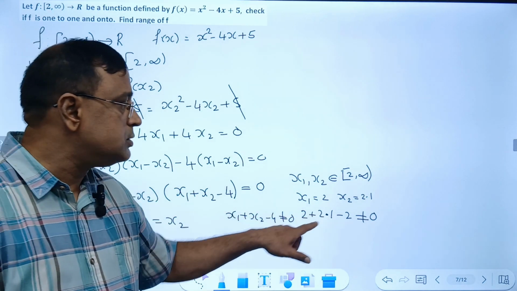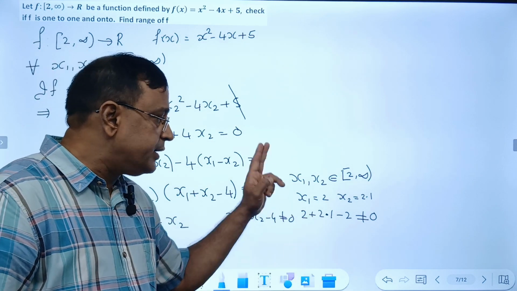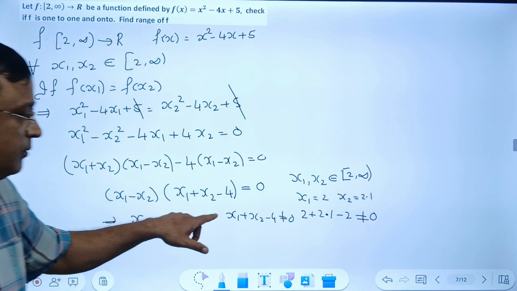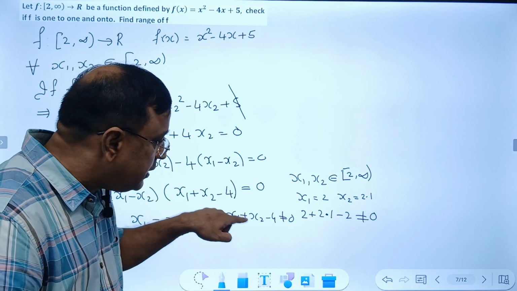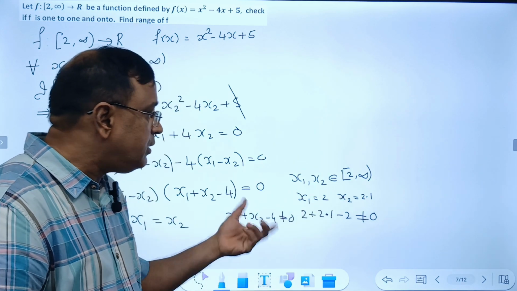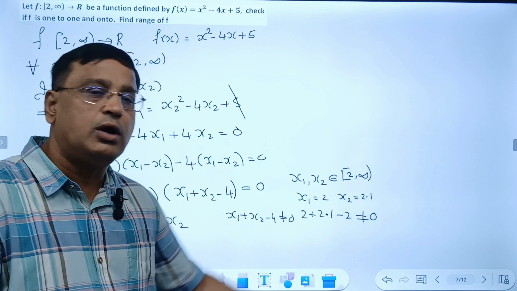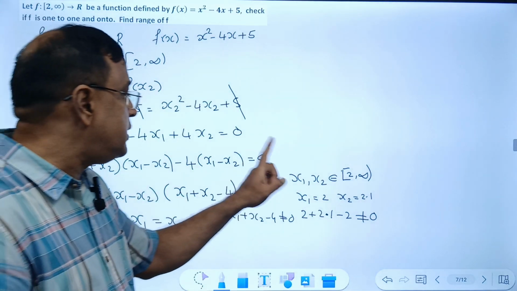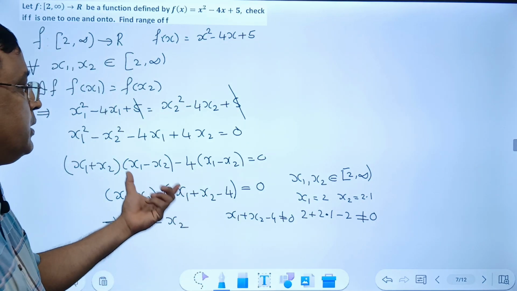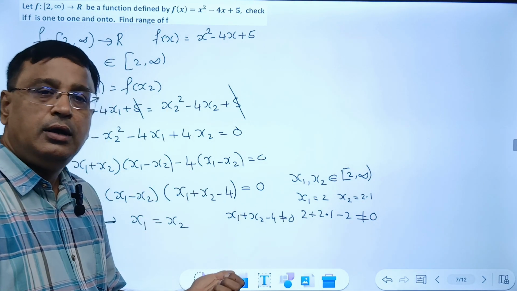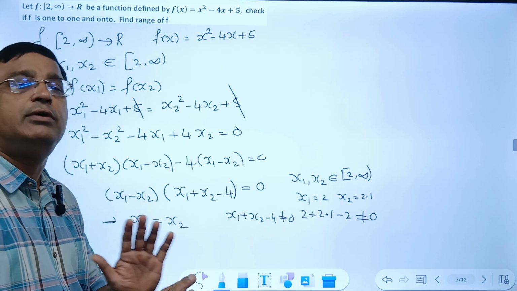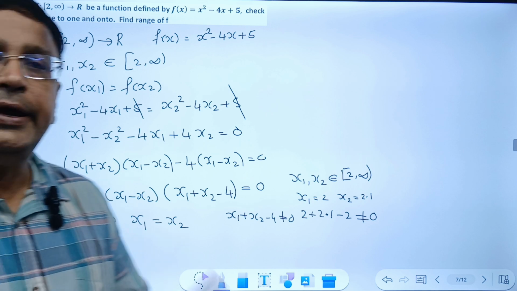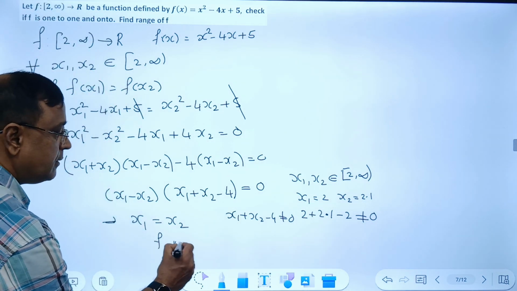If you choose any two numbers, suppose you choose x1 as 2 and x2 also 2, this situation comes. x1 equal to x2, obviously it works. So if you take x1 and x2 that are not the same, since x1 and x2 belong to 2 comma infinity, x1 plus x2 will definitely be greater than 4. A number greater than 4 minus 4 will always be not 0. Let's not bother about the sign, it will not be 0. So this cannot be 0. So the only possibility is x1 equal to x2. This shows that f is 1 to 1.